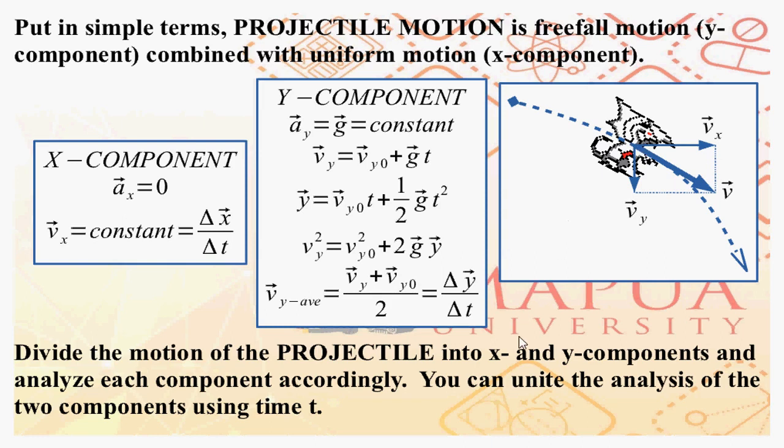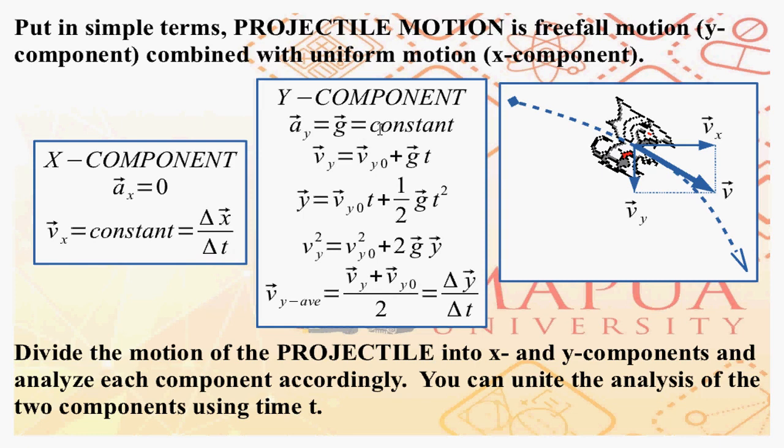And when we look at the x component of the motion, the x component is undergoing uniform motion. The acceleration ax is 0. The velocity of the object along the x-axis is constant, just equal to delta x over delta t.